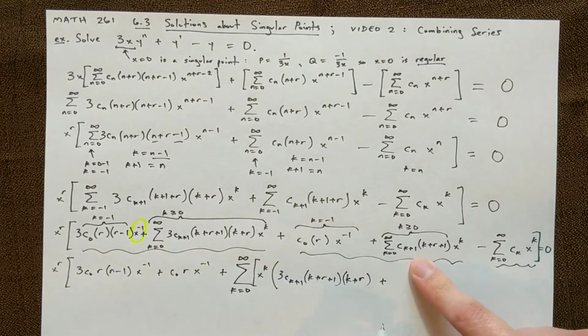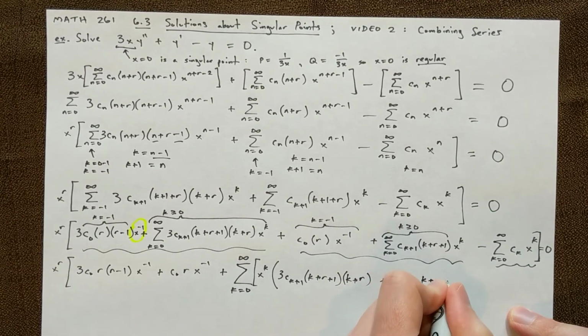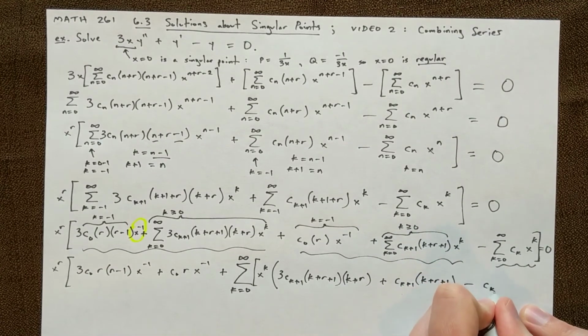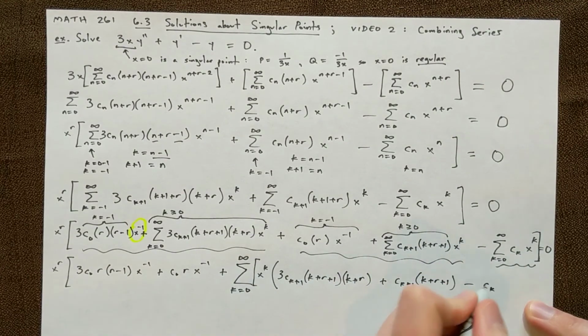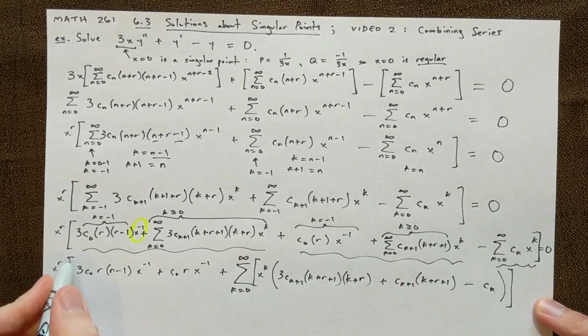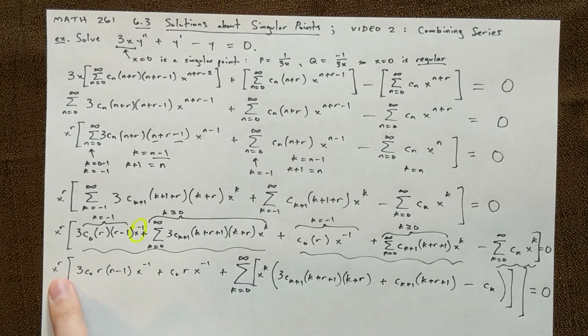Plus our second series, which is c_{k+1}, k plus r plus 1. And then x to the k, which we already factored out. And then minus c_k, and x to the k, which we already factored out. So close the big parentheses, close the bracket inside the summation, close this big bracket for everything that's multiplied by x to the r. Okay, so I have now successfully combined my series. I'm not going to bother messing with that r. I will just leave that x to the r out front. So I've now successfully combined my series.